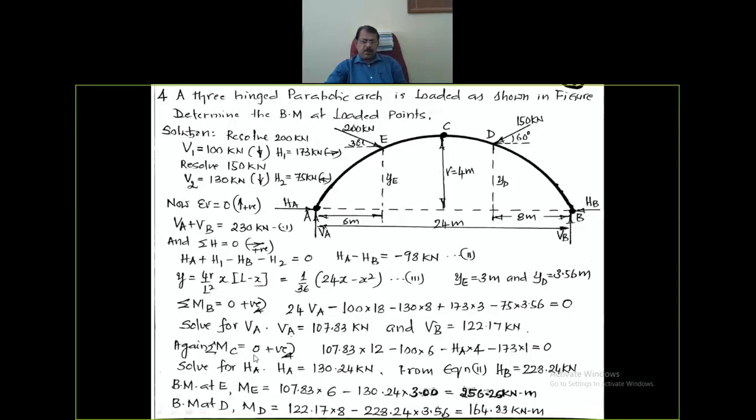While taking moment about the point C, the choice is ours. Either you choose the left portion of the arch or the right portion of the arch. Now here I am considering the portion AC. I have written the moment equation about the point C, that is given by 107.83 into 12 minus 100 into 6 minus HA into 4 minus 173 into 1, that is equal to 0.